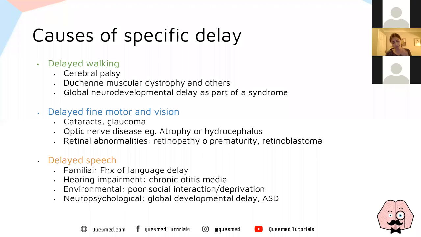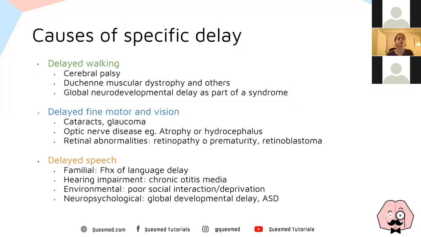Syndromic children, children who have a syndrome, might have just delayed walking, rather than fine motor and speech issues. With fine motor, we mentioned problems with the eyes, so cataracts and glaucoma, or any problems with optic nerves. They tend to be the main reason why you have a specific delay in fine motor rather than also in gross motor. And then delayed speech. Again, things related with hearing, but also, like I mentioned, it is the most sensitive domain to environmental factors, so things like poor social interaction, deprivation, or familial language delay can also have an impact.